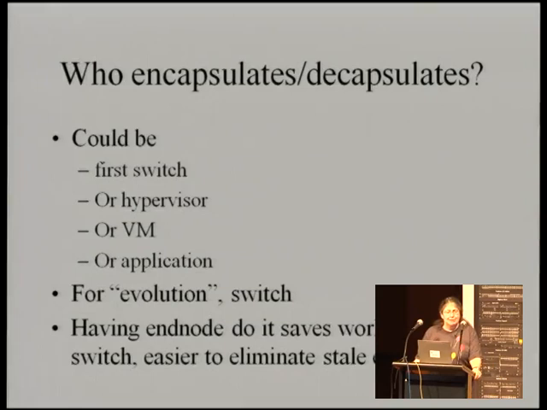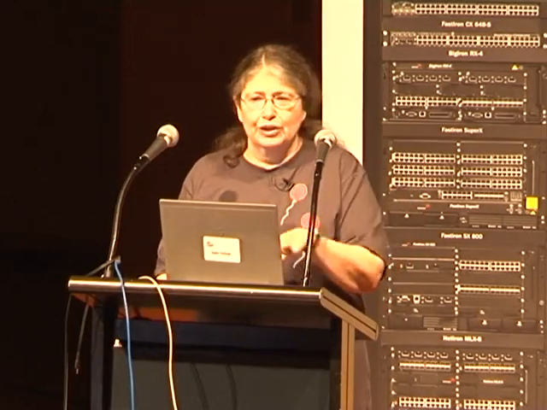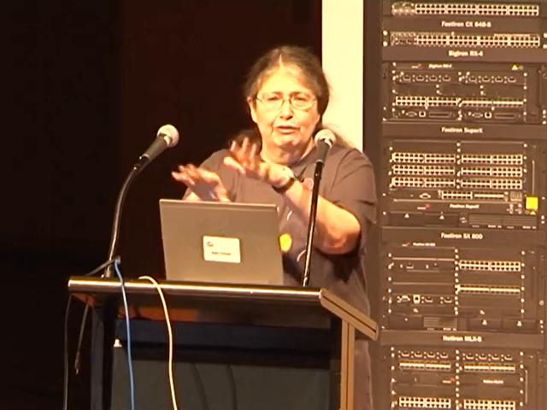Another orthogonal concept is who is it that puts the Trill header on? It could be the first switch, or it could be the hypervisor, or the virtual machine, or even the application. For making it most painless, it's nice to do it in the switches, but pushing it closer to the application is nice because that way the switch doesn't have to keep track of all the destinations that a particular application is talking to. It can take the responsibility itself, and furthermore, it knows if it's not working, so if the entry is not working, it can immediately relearn it by asking the directory or flooding the packet.